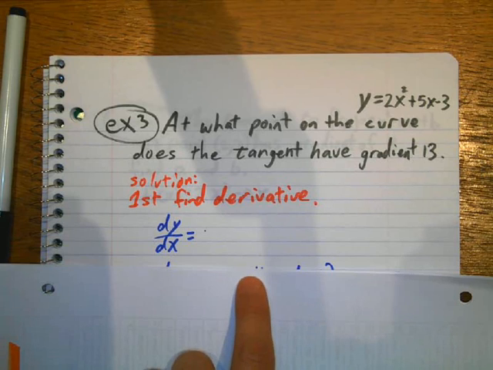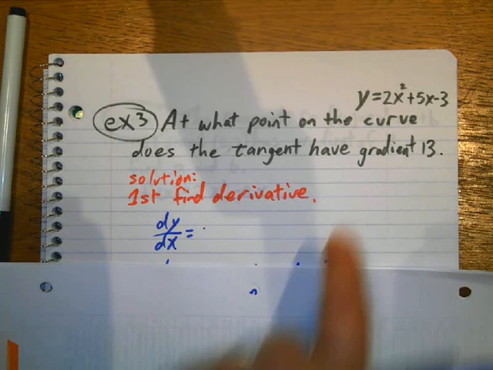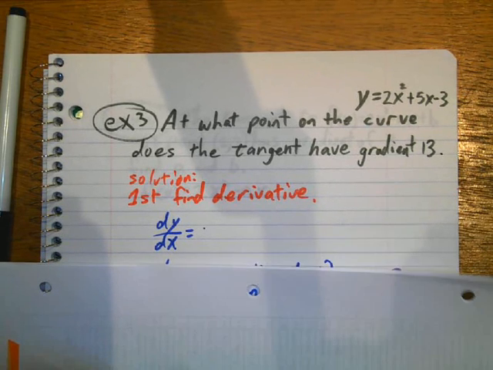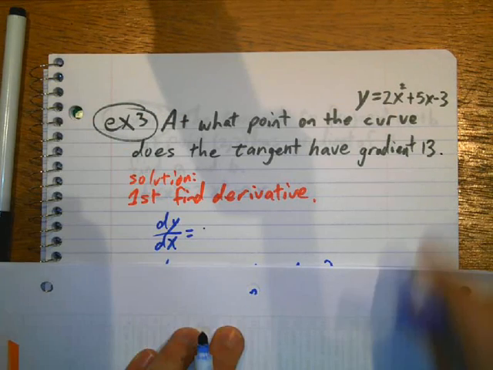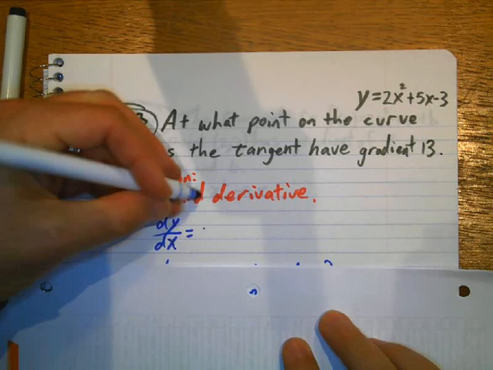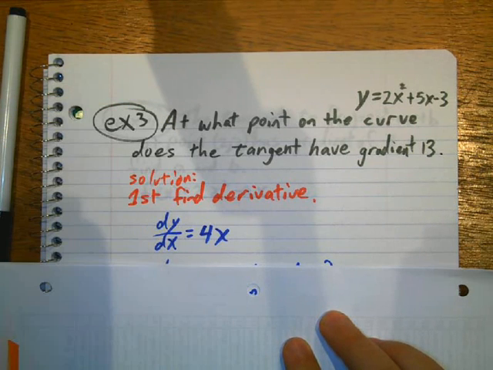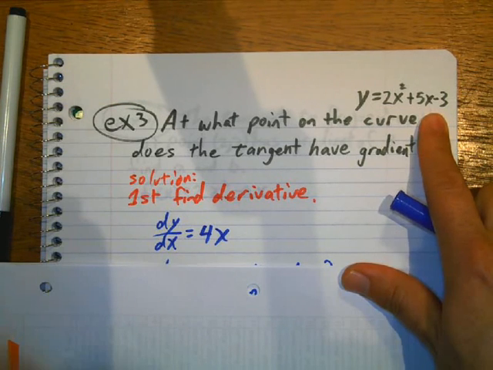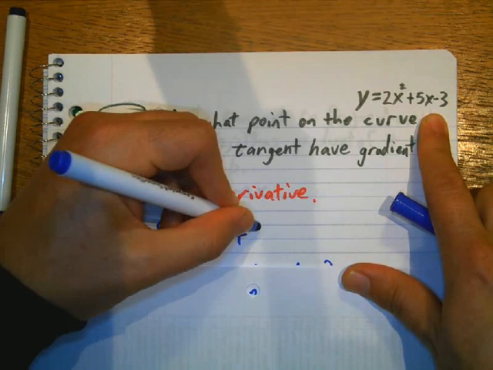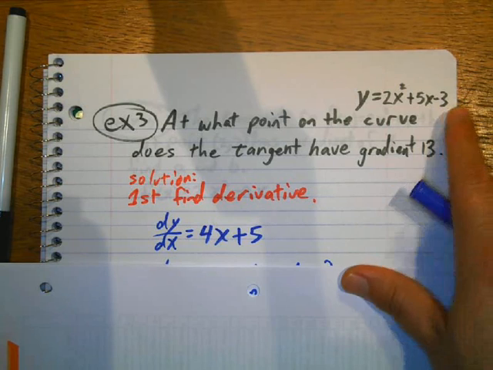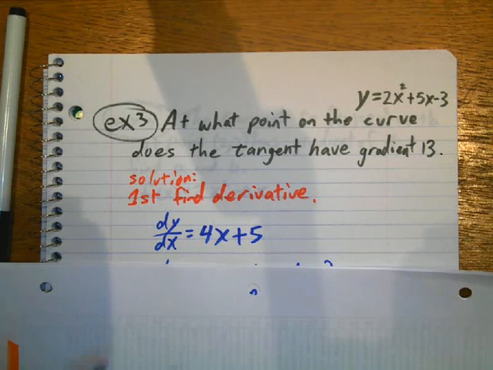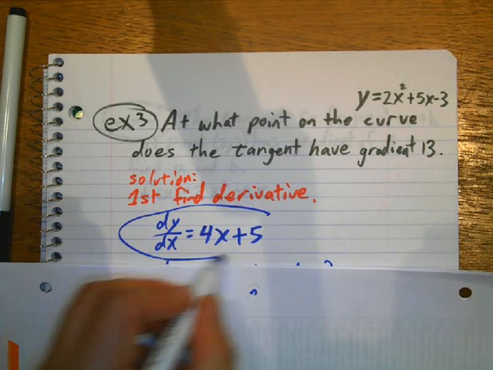With this function, the power decreases by 1 and gets multiplied by the coefficient, so I get 2 times 2, which is going to give me 4x. This power decreases by 1, we end up with plus 5. And the derivative of 3, there's no x there, so it's just going to go away. So here's my derivative function.